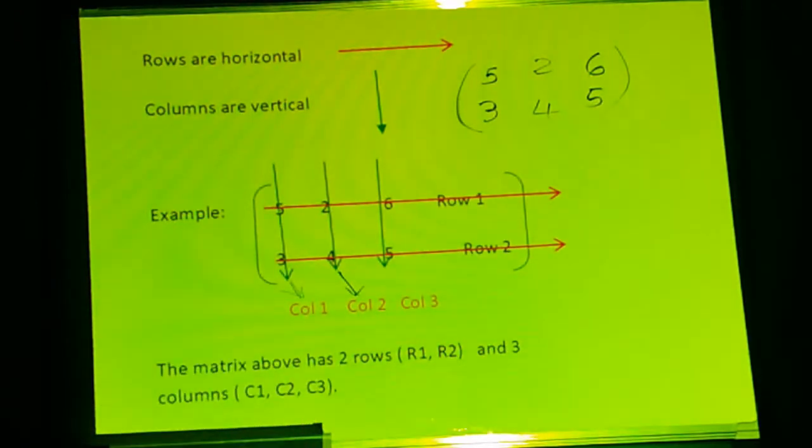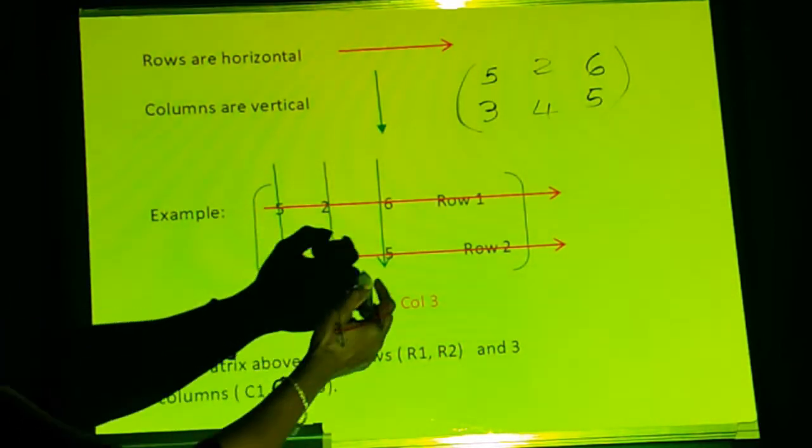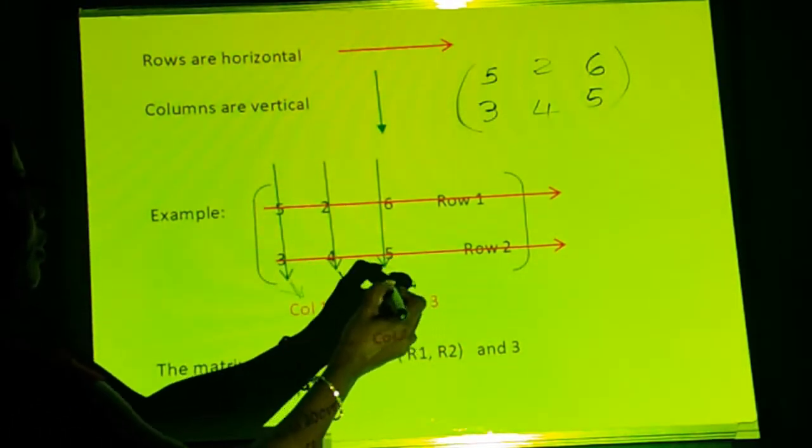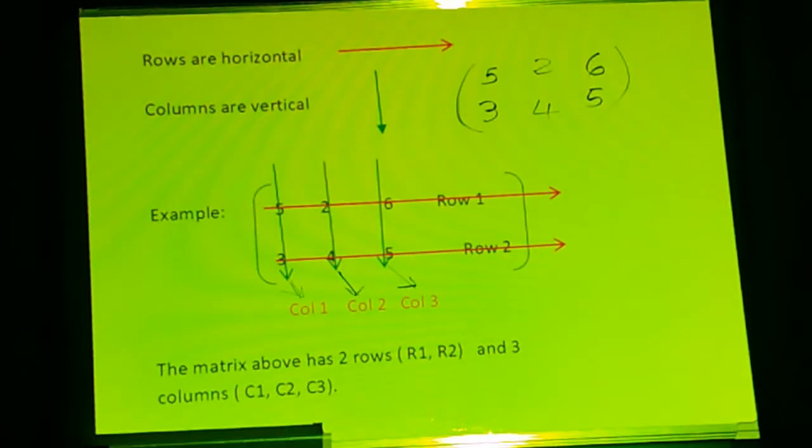So, what are the elements in column 1? 5 and 3. What do you think are the elements in column 2? I'm listening. I think I heard somebody say 2, 4. Yeah, awesome. And the last column is column 3, and the elements are 6 and 5.